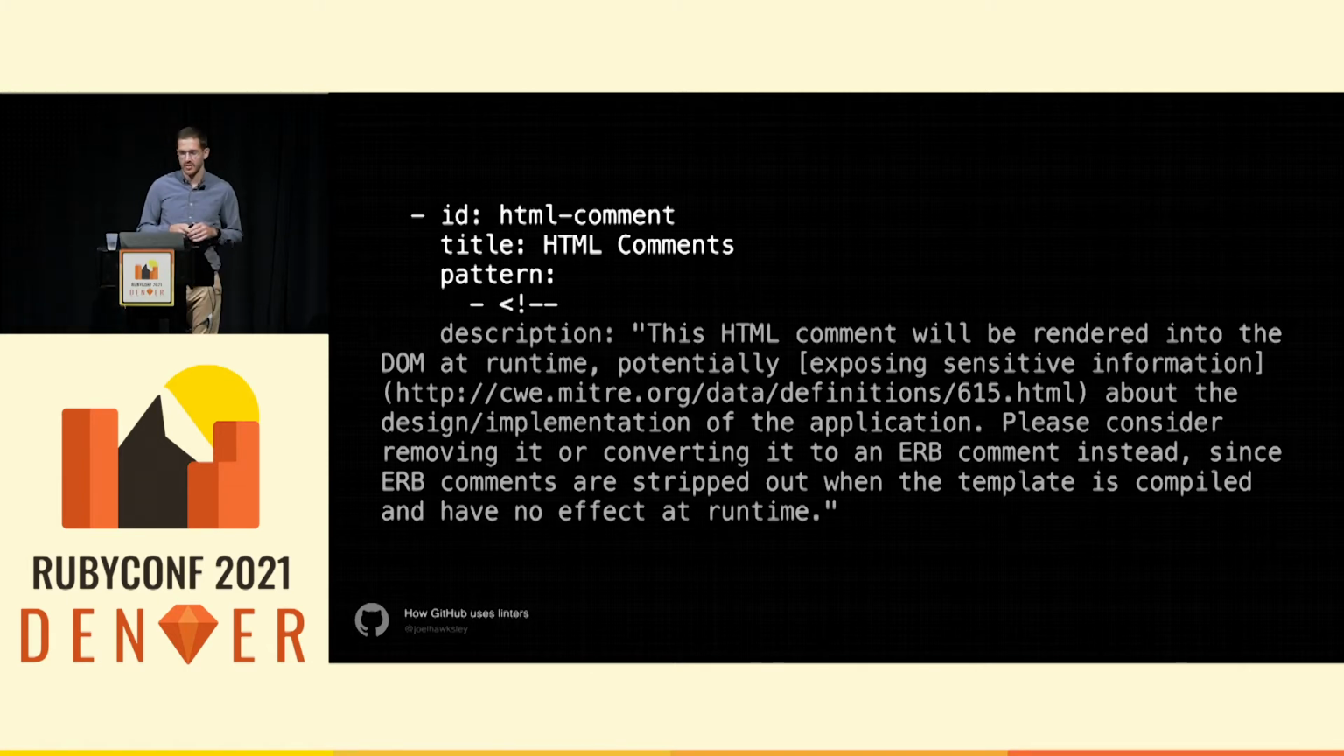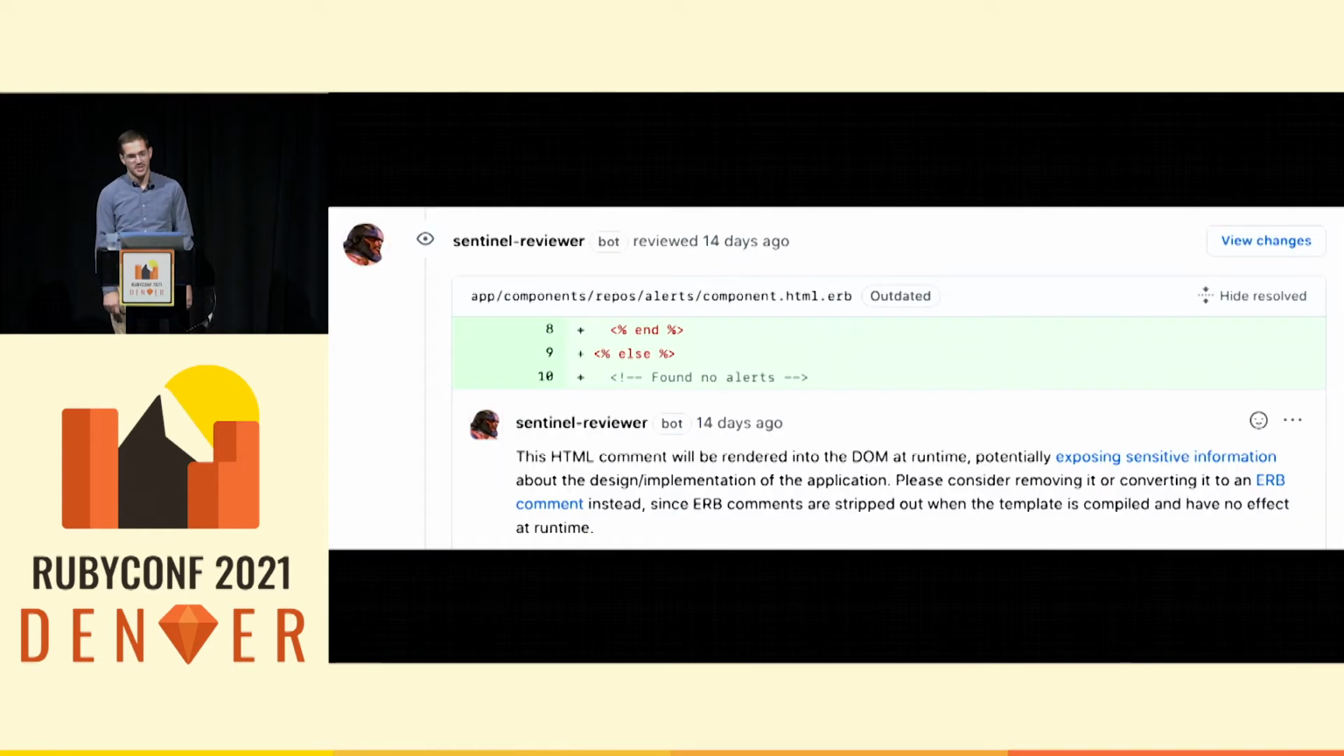So here's what that looks like. This linter is literally just configured with a giant YAML file that lives under version control. We have a name and a title for each of our rules. In this case, we have the HTML comment title, and then we have a pattern that matches the beginning of an HTML comment. The bulk of this rule is really just the comment that it leaves on pull requests. So this is what it looks like in action. It's a GitHub bot called Sentinel Reviewer, and it looks at a pull request and says, hey, I'm going to leave a comment on this offending line.